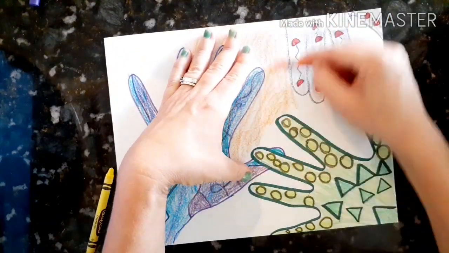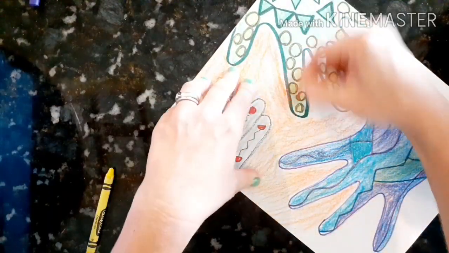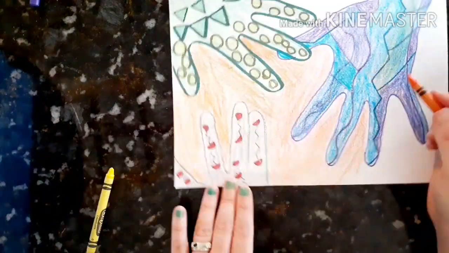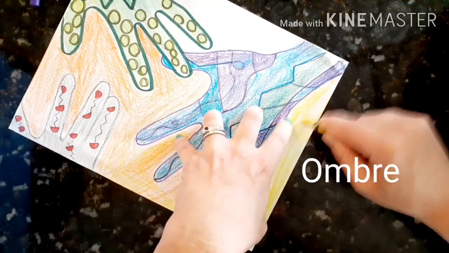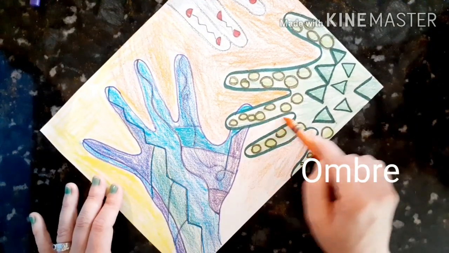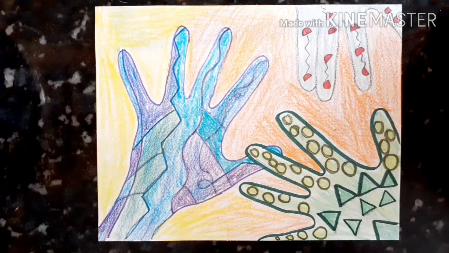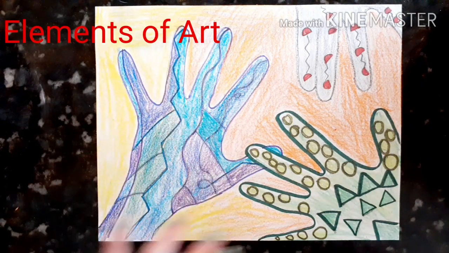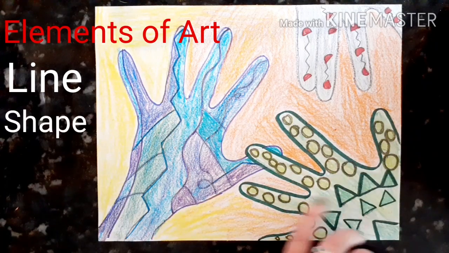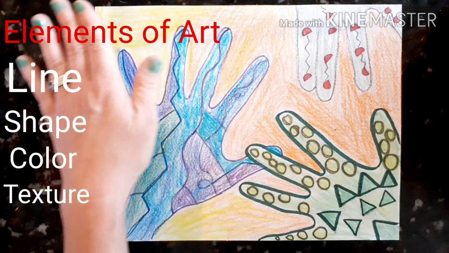I also thought it might be fun to color in the background so the orange blends into the yellow and turns into yellow as it moves across the page, creating an ombre effect. All works of art have the elements of art. What are they again? Line, shape, color, texture, and space.